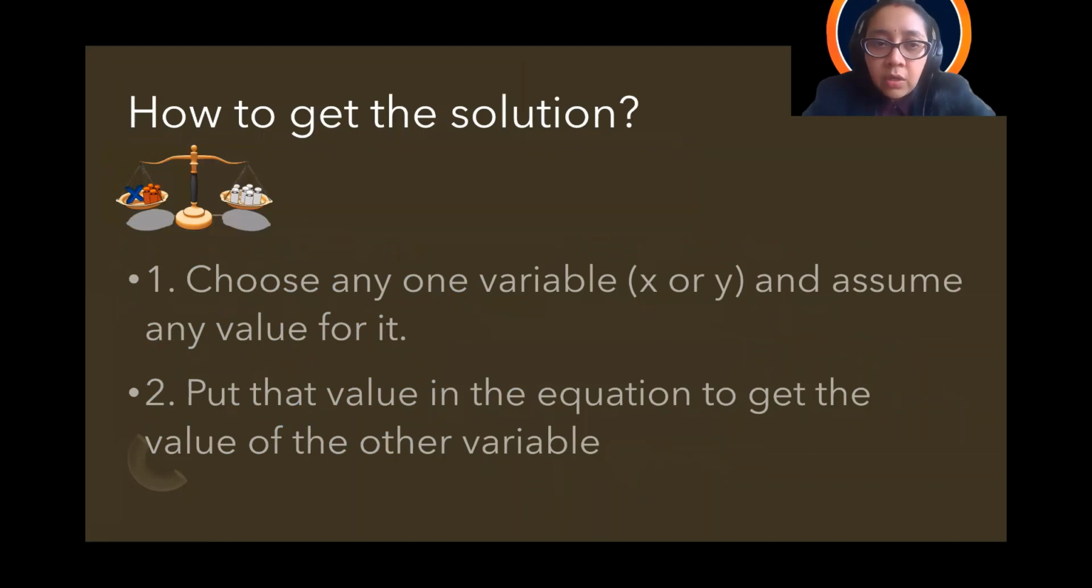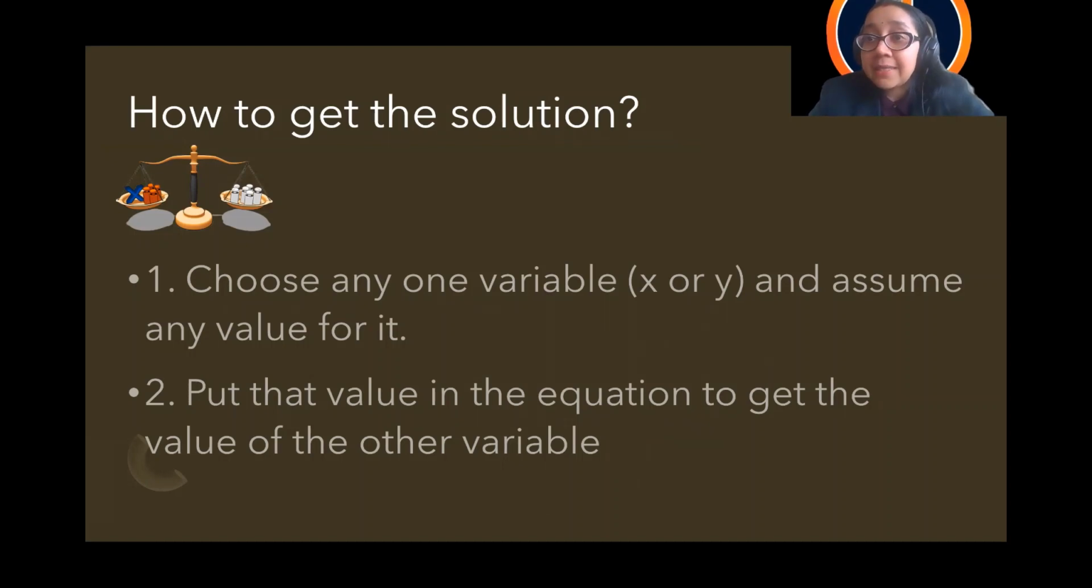So the basic two things we'll remember while calculating the solution for linear equations in two variables. First, we will choose or assume any one variable, x or y, and assume any value for it. And the second thing is that we put that assumed value in the equation, and then we get the value of the other variable. This way we can find the solution of linear equations in two variables.